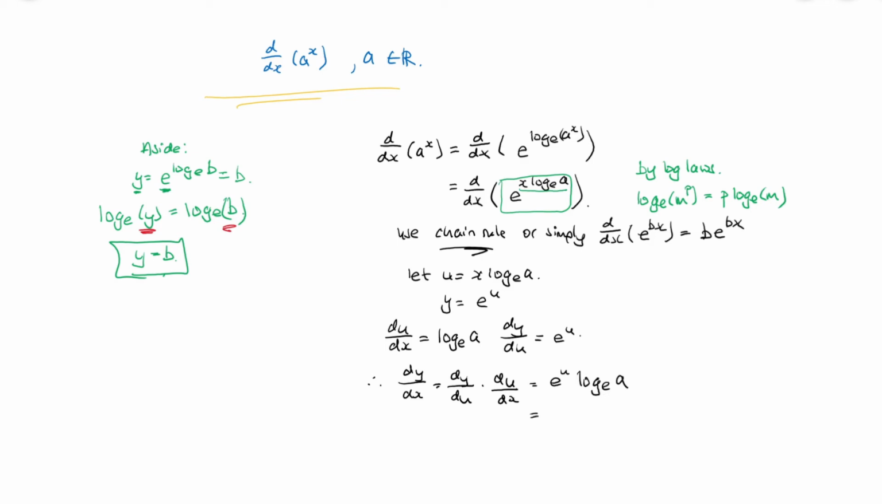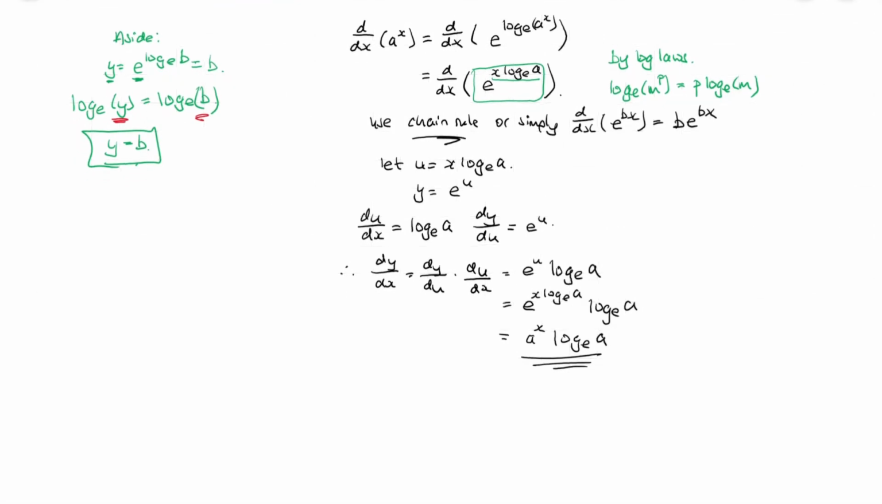Alright, so let's sub in the u, so that becomes e to the power of x log_e a times log_e a. And we know that e to the power of x log_e a becomes the same thing as a to the power of x. So a to the power of x times log_e a. So this is the general formula for the derivative of a to the power of x.